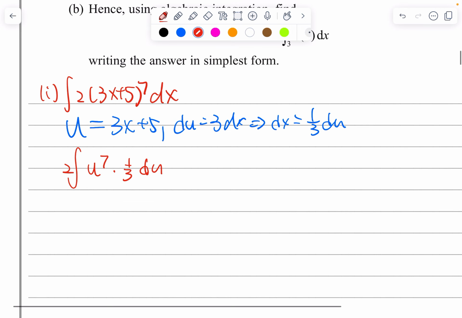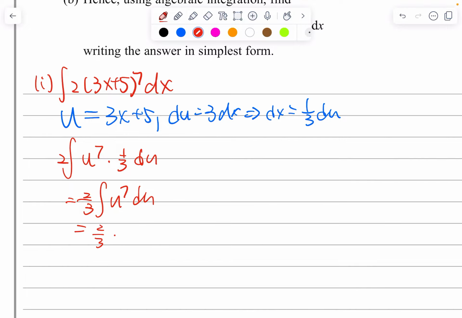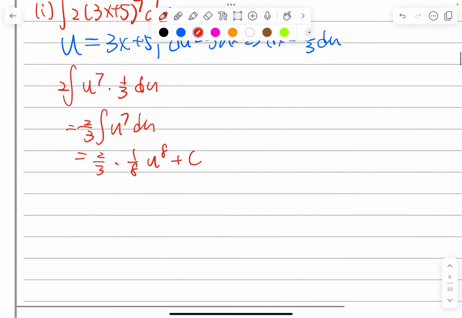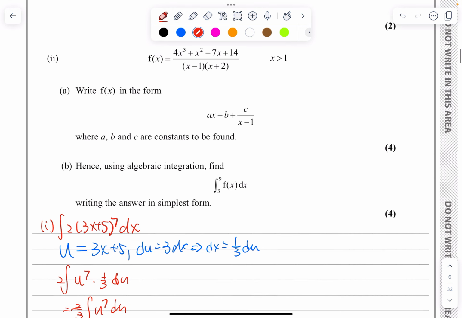Now, why did we do this u substitution? Because look at how easy this is. This is just 3 over 2 u^7 du. So this just turns into 1 over 8 u to the 8th power plus c. And then we can substitute u back in: (3x plus 5) to the 8th power plus c. That was not that bad.